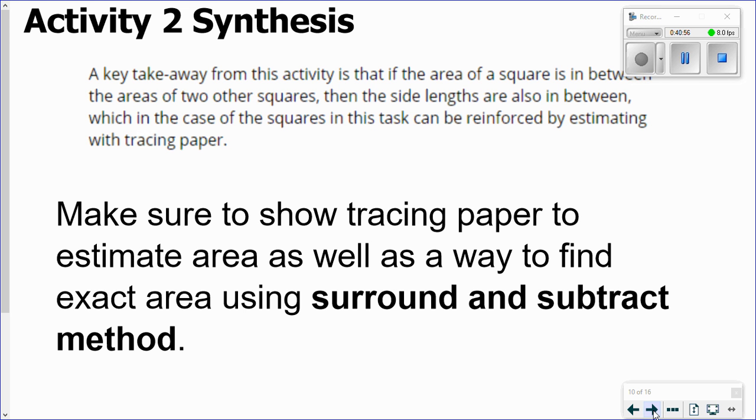So you could always go back and trace one of the squares that we just did and make sure that it does fall between 5 perfect squares and 6. Make sure that you realize that tracing paper is just a way to estimate area, and our surround and subtract method will help us actually get an exact area. So we want to focus on that method.